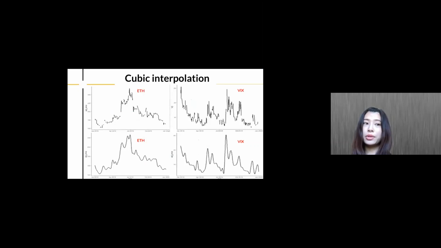The spline tool consists of weights attached to a flat surface at the points to be connected, and a flexible strip is bent across each of these weights, resulting in a smooth curve. Applying this method to our data, we collected the weekly data of Ethereum and VIX for the same time period mentioned before. Then we created a daily sequence for the weekly range. After that, we use the spline function to construct cubic interpolation, and we end up with complete data sets.